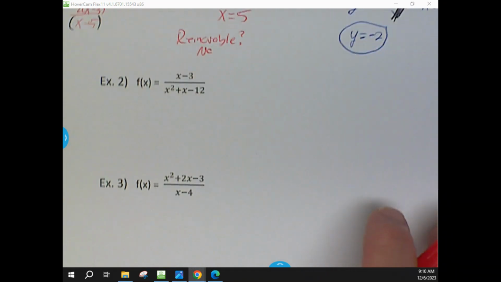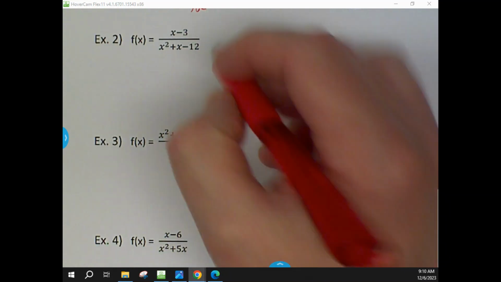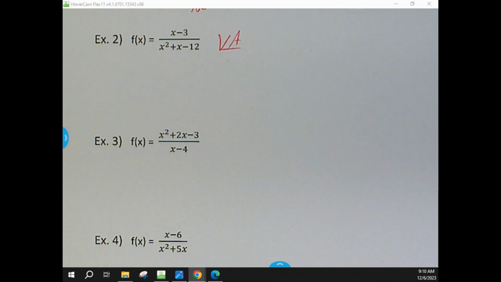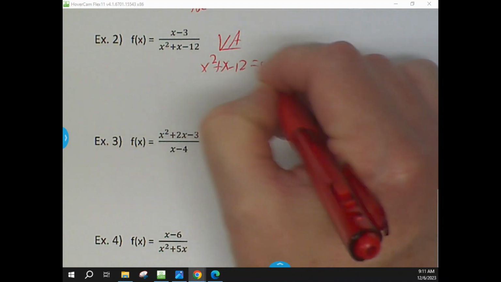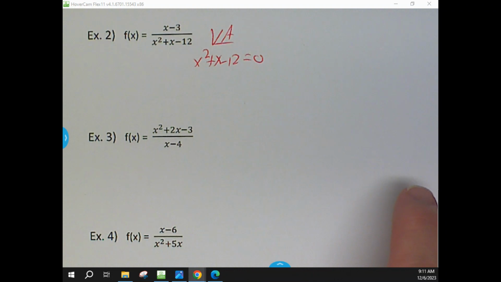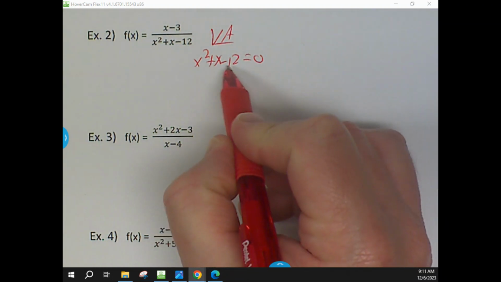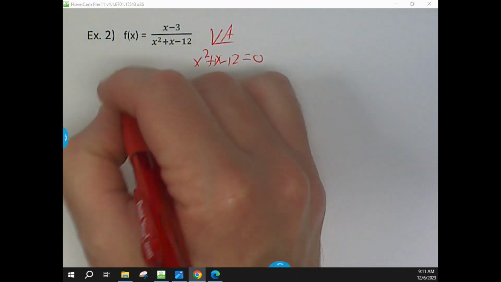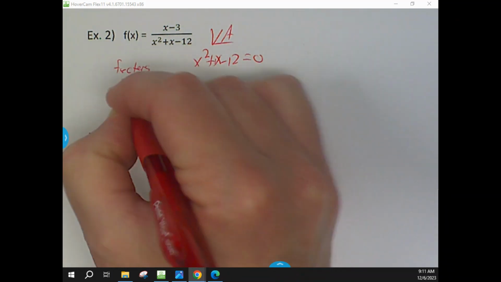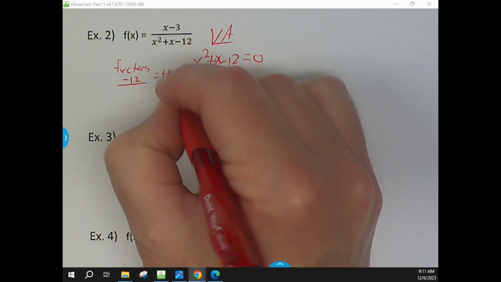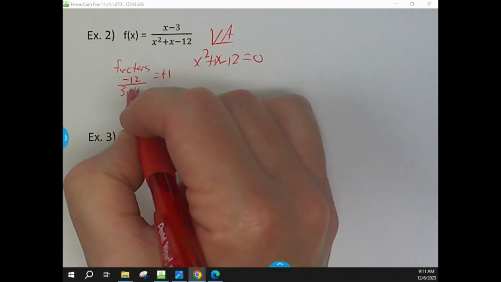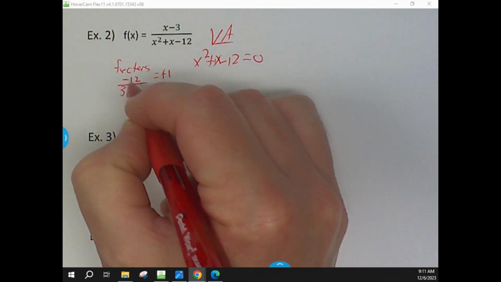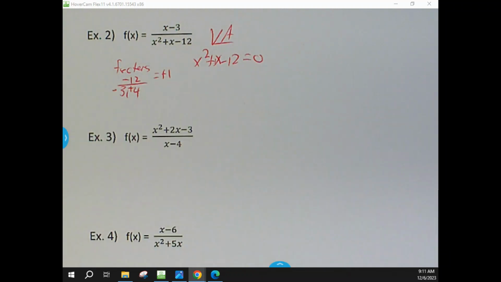Okay, so let's do number 2. For that one, we're looking at vertical asymptotes, so again, denominator equal to 0. Kind of a good review, because now you have to do some factoring. What are the factors of negative 12 that add to positive 1? It's got to be 3 and 4, right? Your b term is positive, so the bigger number needs to be positive. So we have negative 3 and positive 4.